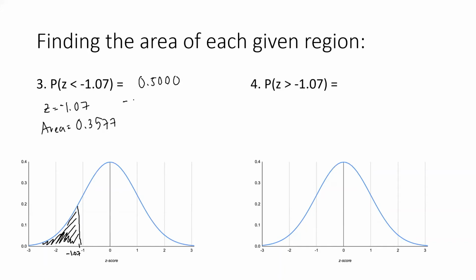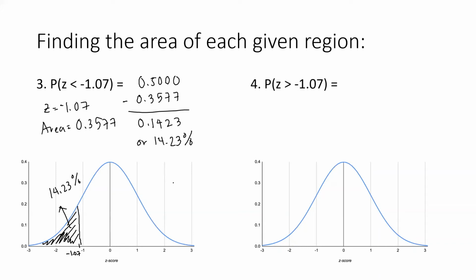0.5000 with 0.3577. Okay, so forming the difference, it will be 0.1423 or 14.23%. So it means to say 14.23% is being shaded.